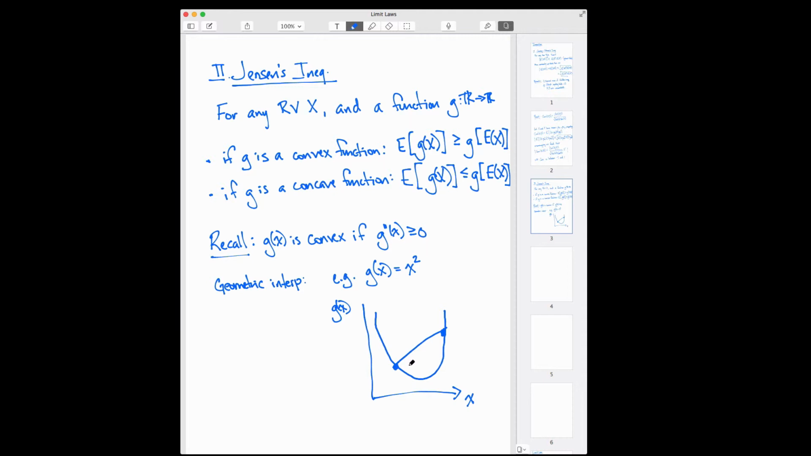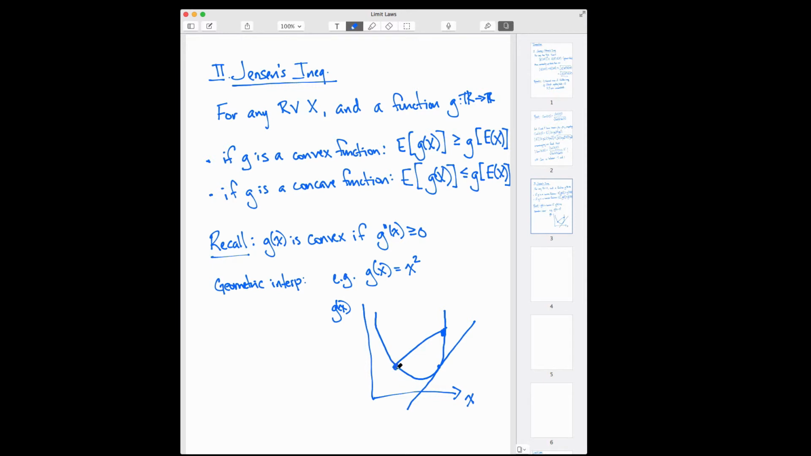Another way to think about a convex function is that a convex function lies above all of its tangent lines. So if you think about a point here and establishing that tangent line there, you're going to see that the function lies above its tangent line. And so that is going to happen with convex functions.